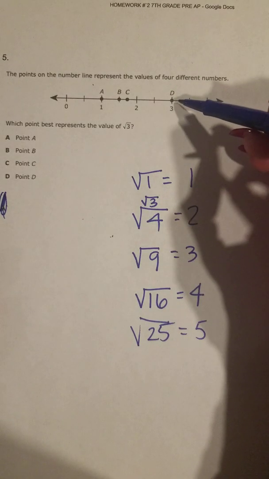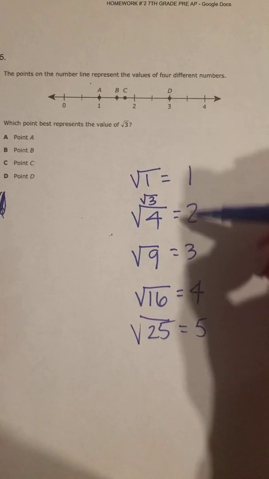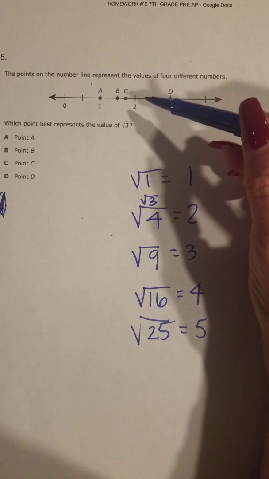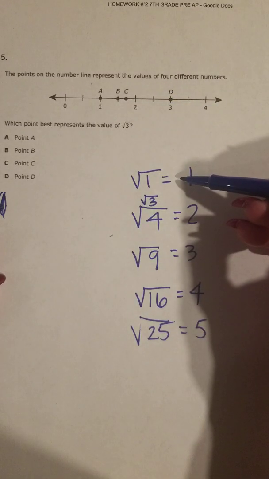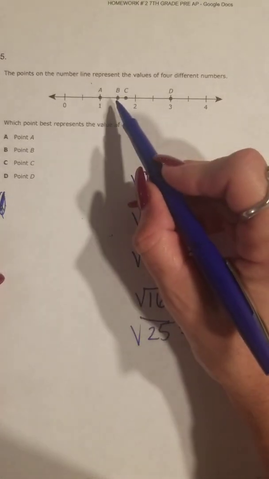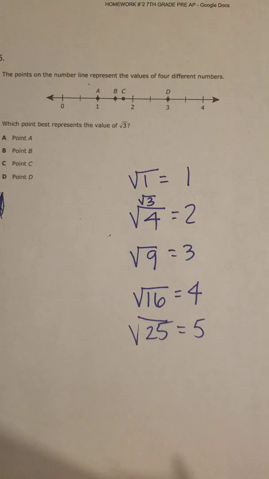So we know it's not going to be 3, okay? It can't be 3 because 3 is way over here, okay? We know it's not going to be 1. That would be this guy right here, okay? So it's really between B or C, and you decide, is it closer to 2 or is it closer to 1, okay?